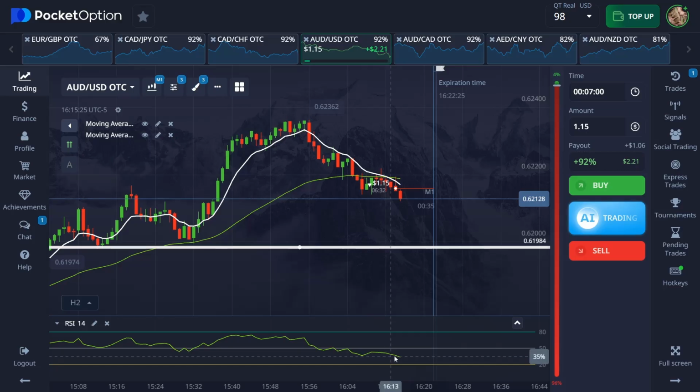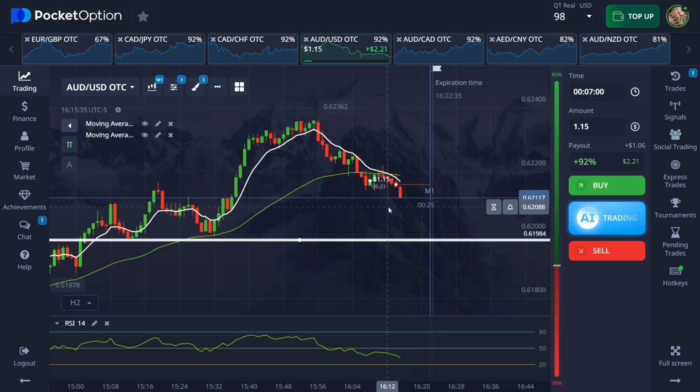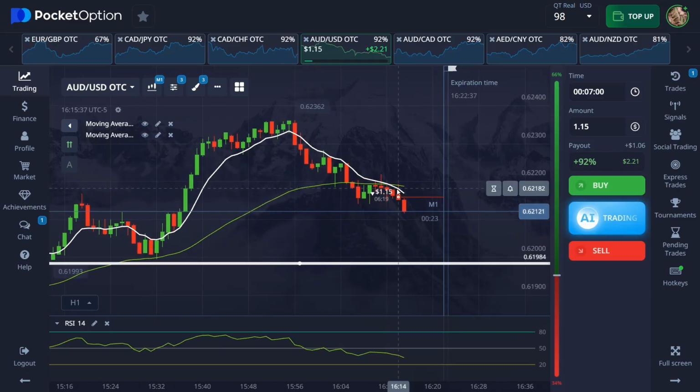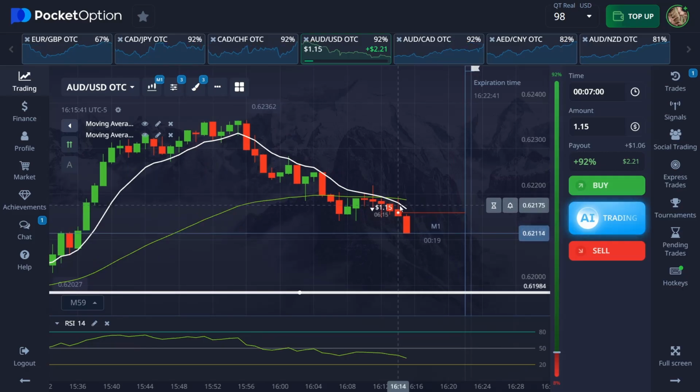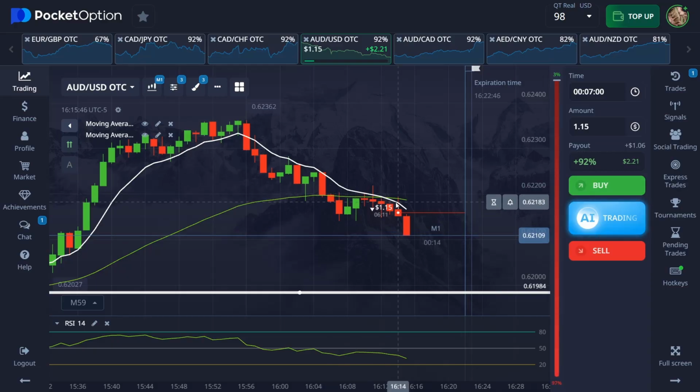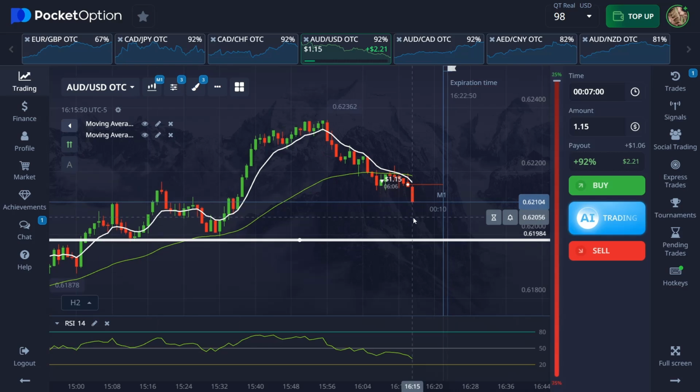Look at the RSI. I think that 7 minutes is enough for price to reach this level. See how the EMAs are distancing from each other? You see how the 9 is getting away from the 50? Now look at this big red candle heading down strong.